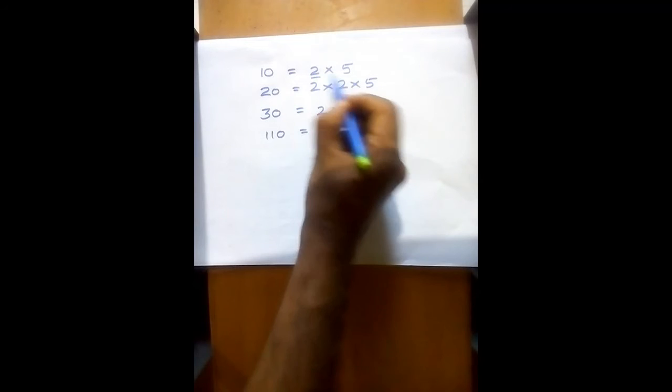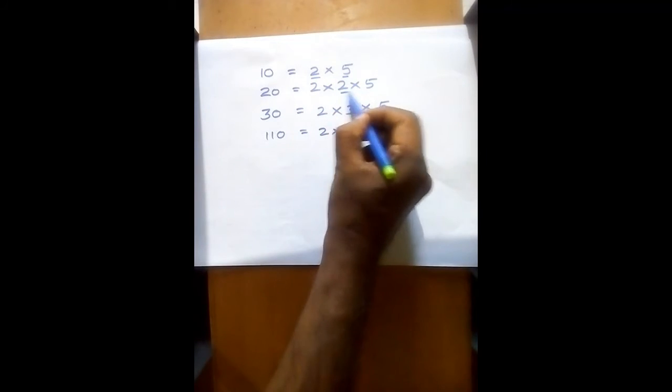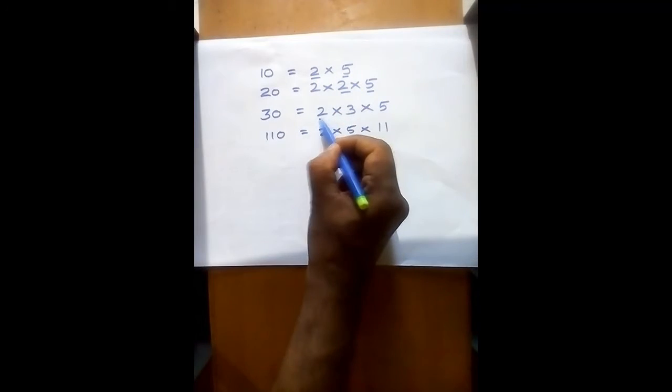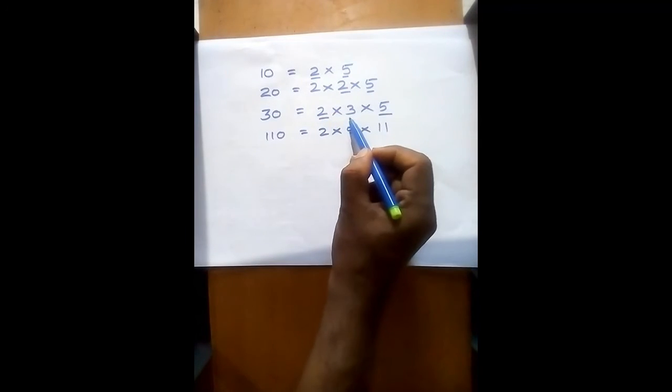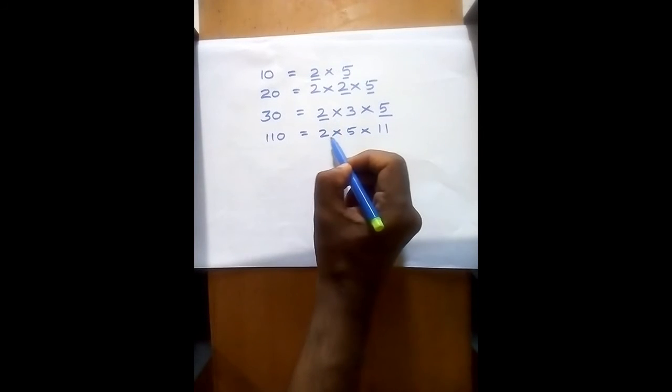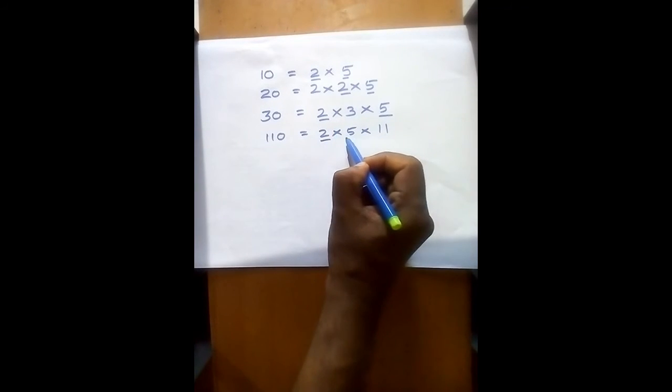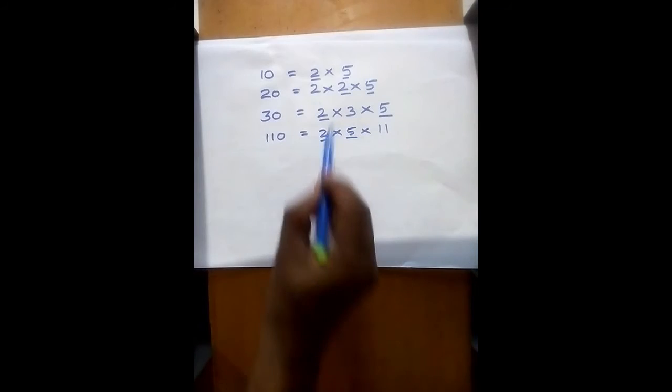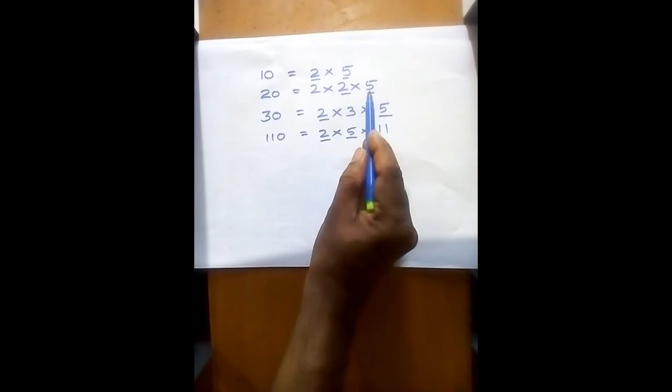Okay, so what do you observe in this case? If a number is divisible by 10, or if a number is ending with 0, it will have one set of 2 and 5. So one set of 2 and 5 should be there. It can contain other factors. Here 3 is there, here 11 is there, but at least one set of 2 and 5 should be there. There can be more 2's, there can be more 5's also.